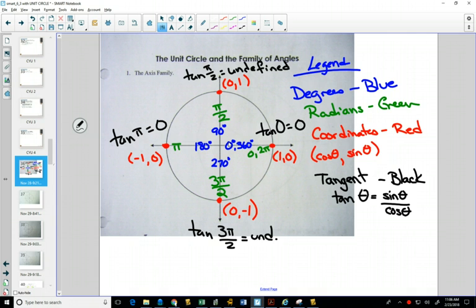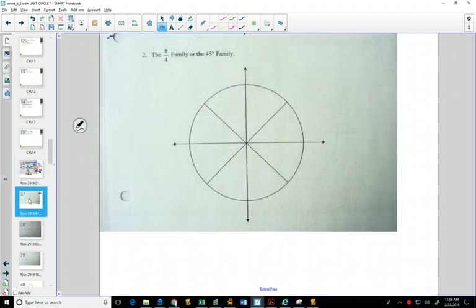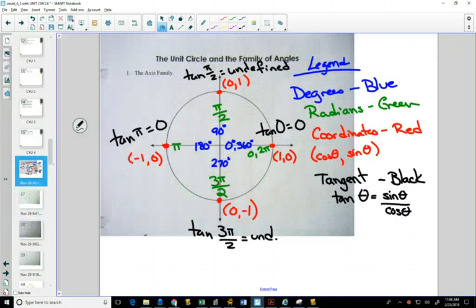For our second family, for our 45-degree family, or pi over 4, did I go too fast? Anybody need to go back? Okay, no problem.